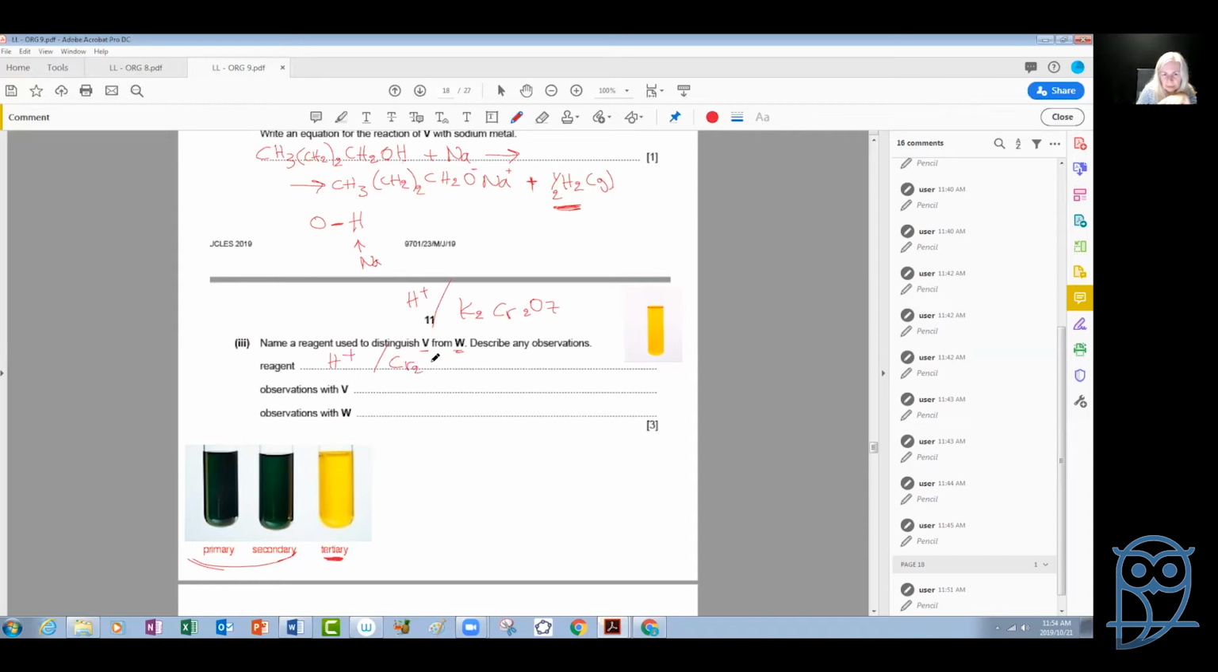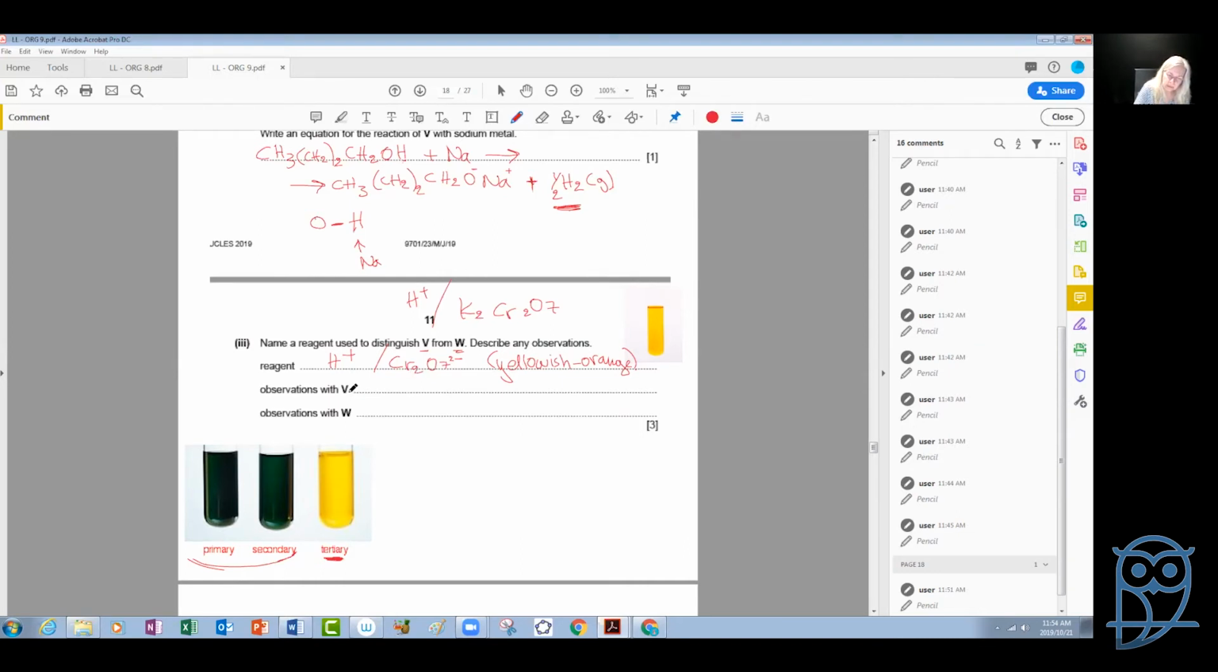Here we can just write the dichromate ions, there's no need to write the whole thing. And we need to remember that this by itself is a deep yellowish orange. How can I describe this color? Yellowish orange, maybe. This is the color of this reagent.